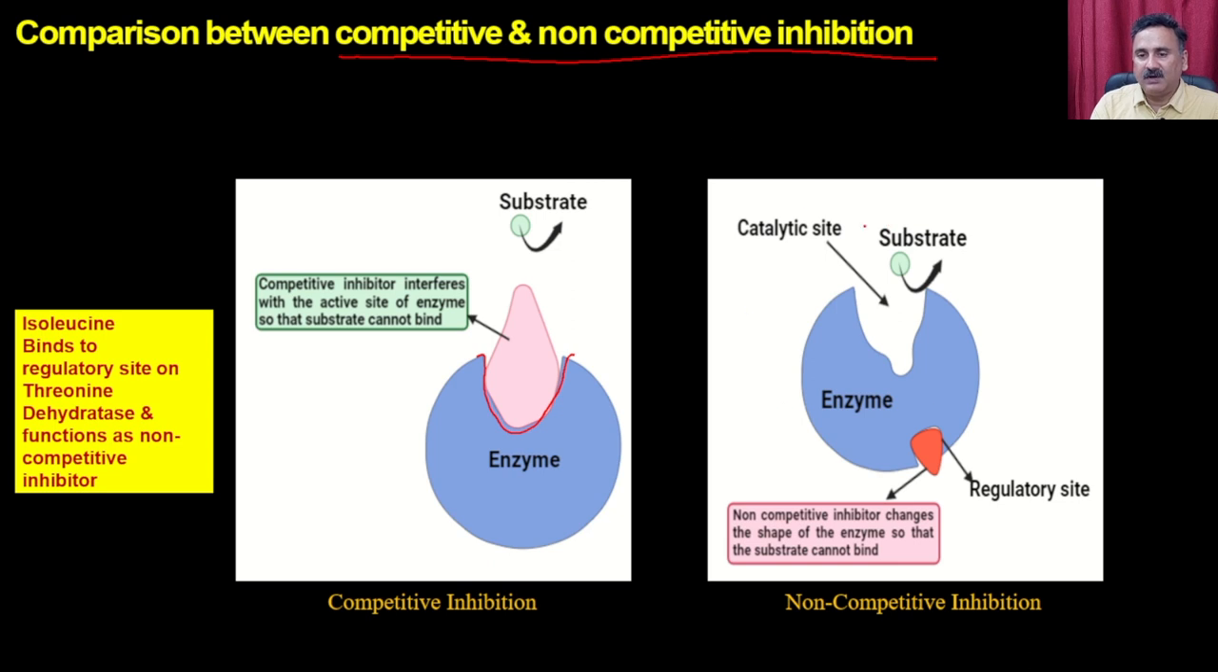Whereas in the case of a non-competitive inhibitor, it will go and bind to a distant site, which is always called the allosteric site. And once it binds, it brings alterations into the active site, and that's how the substrate binding is going to be compromised, or the affinity is going to be reduced.